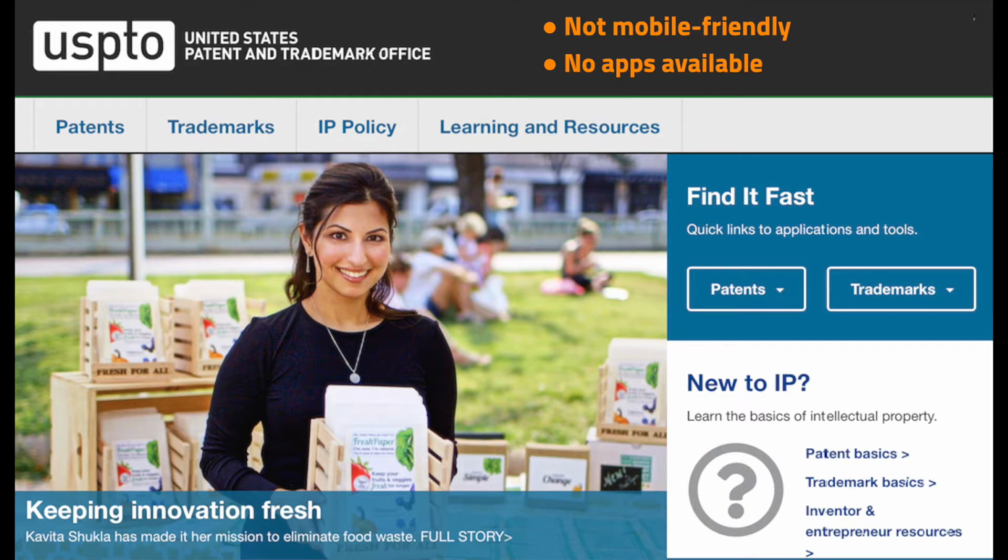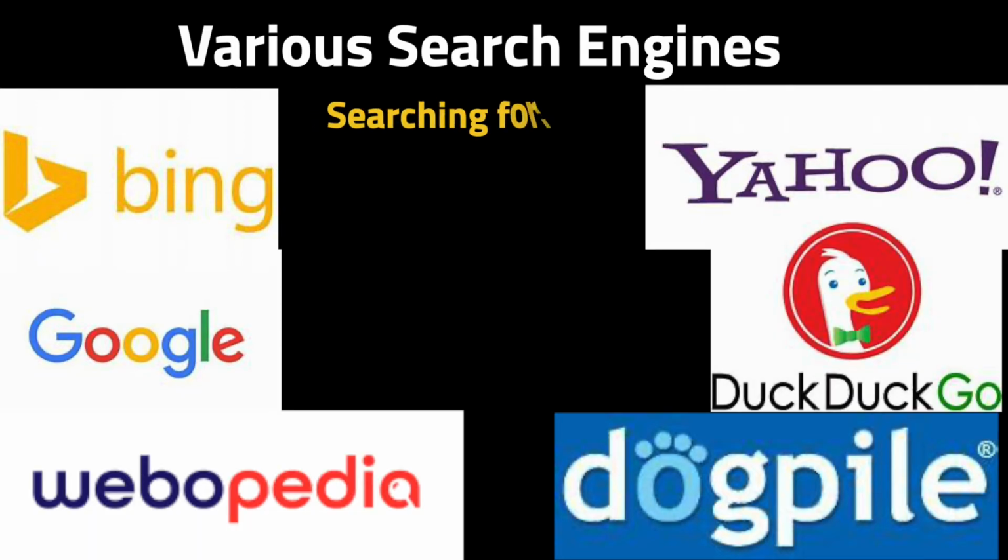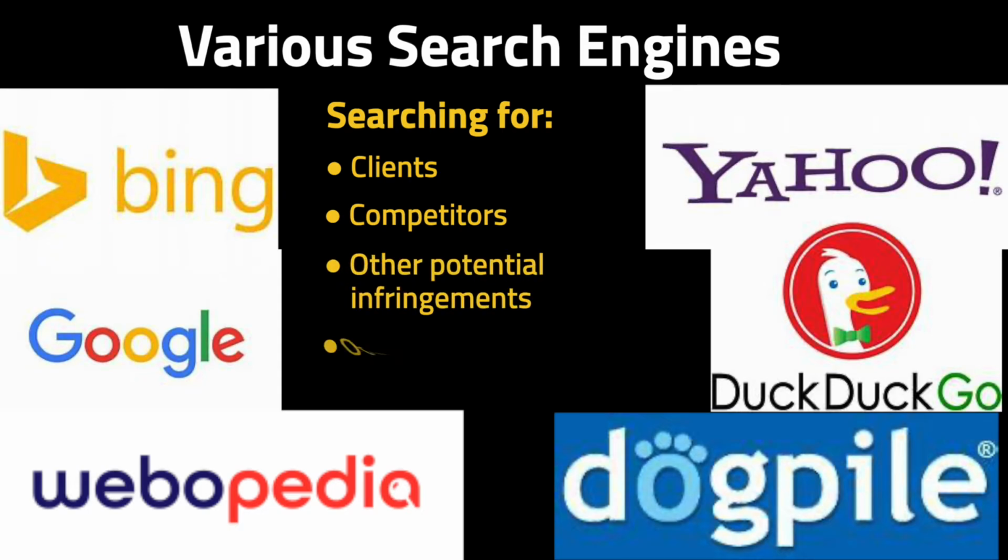Another useful resource, of course, is just your basic search engine, whether it's Google or Bing or something else. We use them for searching for clients, searching for competitors, and searching for other potential infringements or other potential conflicts of a new name. Search engines, we use them all the time.